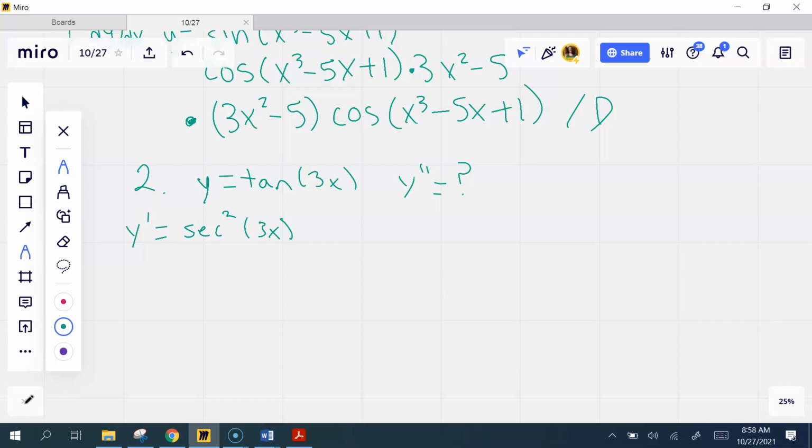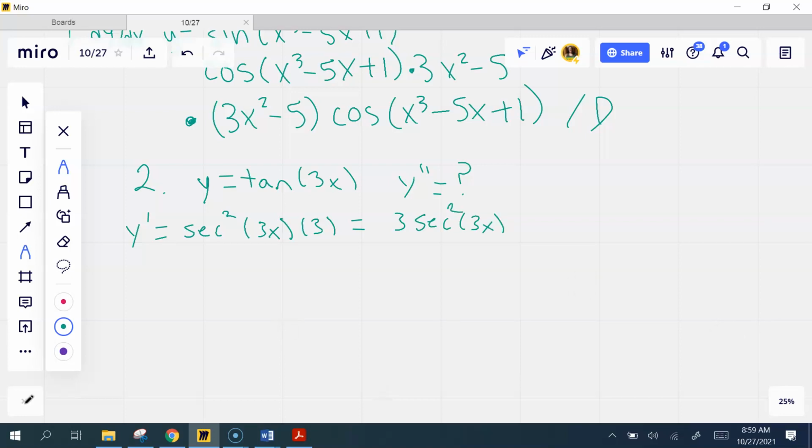Then you do the inside, and this equals 3 secant squared 3x, and that's your first derivative.